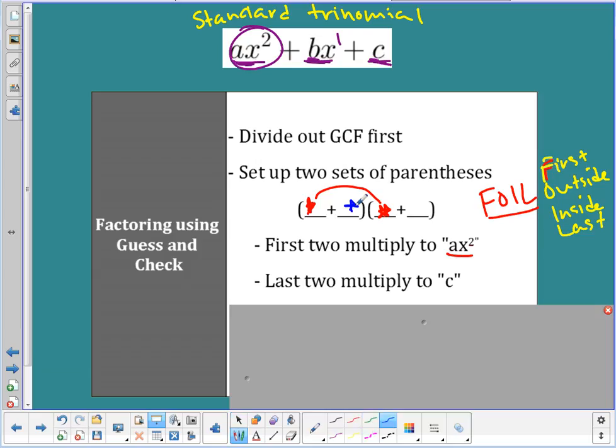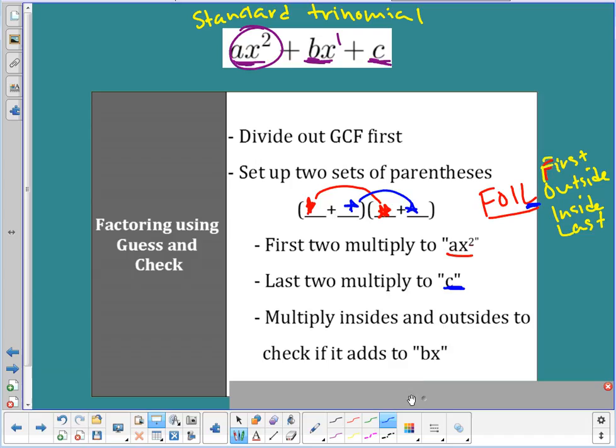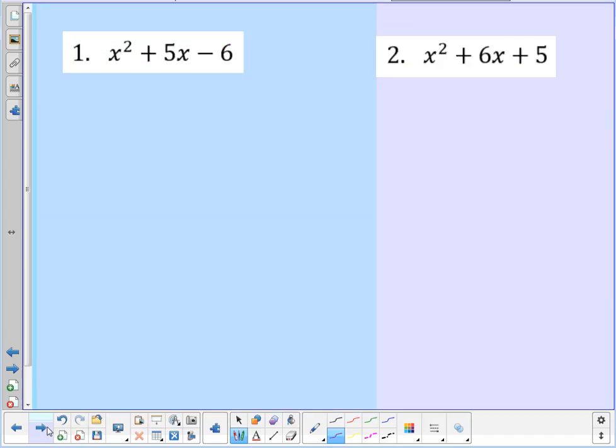So these last 2 terms right here, the L, those multiply to give you the C. Okay, those give you that constant at the end. It's the insides and the outsides that we're going to have to do some work to figure out. So putting the insides and the outsides together, that's where we have to get to that bx term. Okay, so pretty easy to figure out the ax squared term. Not so bad to figure out the c term. It's the bx that we're going to have to do a little work to check and figure out if we've got the right factors. Okay, so let's take a look at some examples.